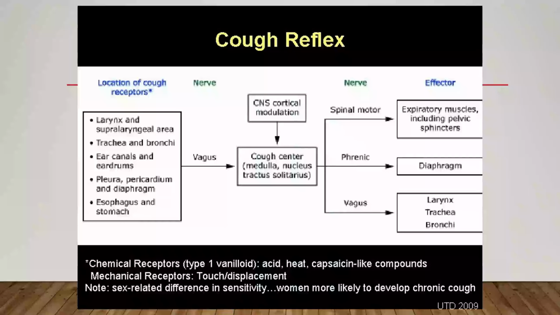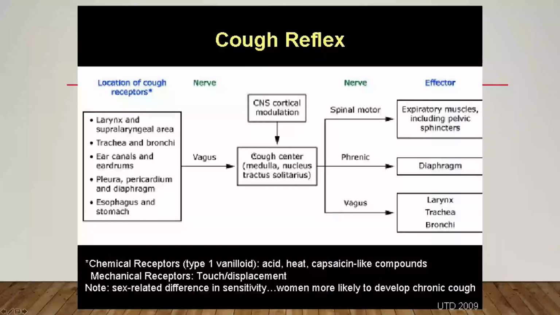So cough. If one of the receptors in this area is stimulated, that stimulus is carried by the vagus nerve, which is the afferent nerve, bringing the stimulus to the cough center in the medulla. It's controlled by higher cortical and cerebellar control. Cortical modulation here. You can control the cough to some degree.